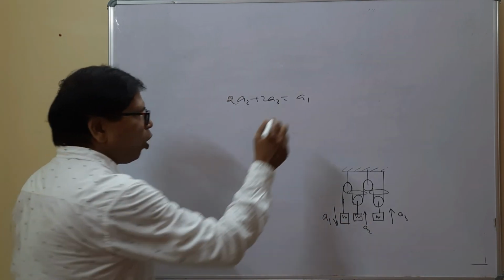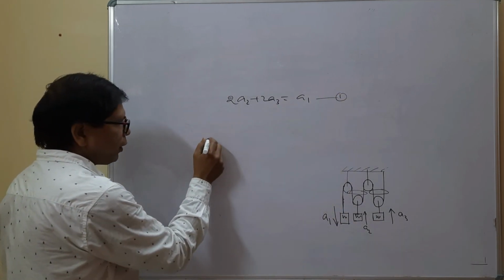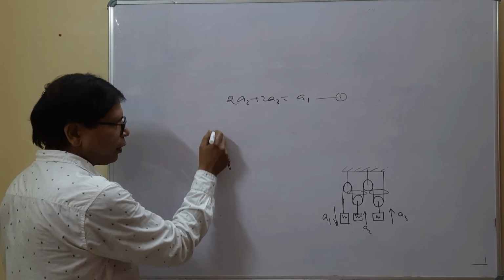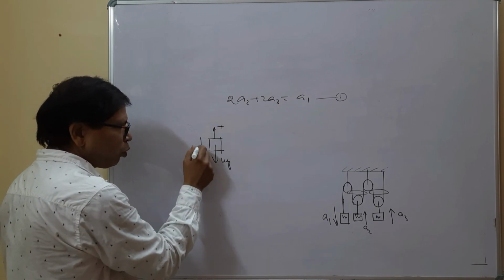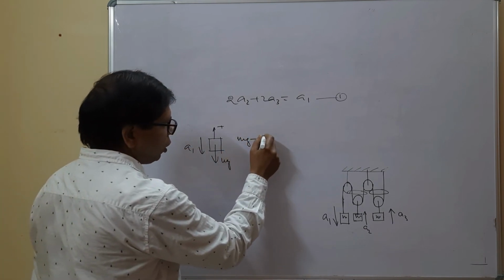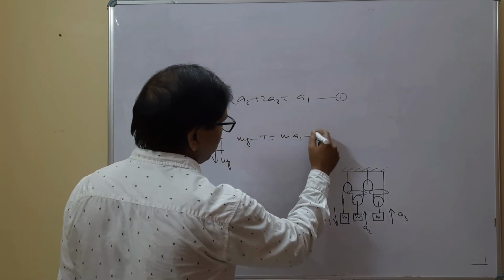Now we have to draw the free body diagram of this mass. So look at this, the free body diagram of this mass: this is the mg and this is the tension T, and it moves downward along this direction with a1. So mg minus T equal to mass into acceleration. This is equation number 1.